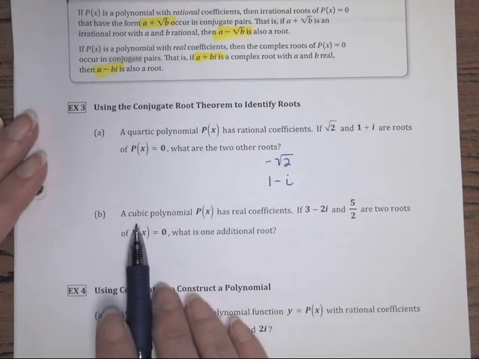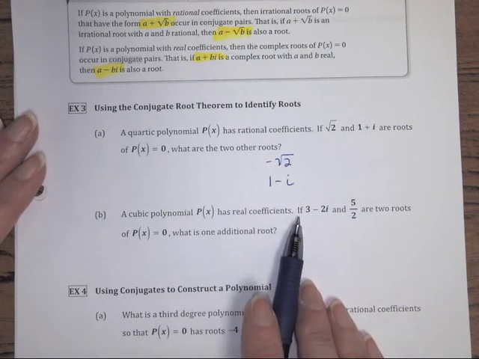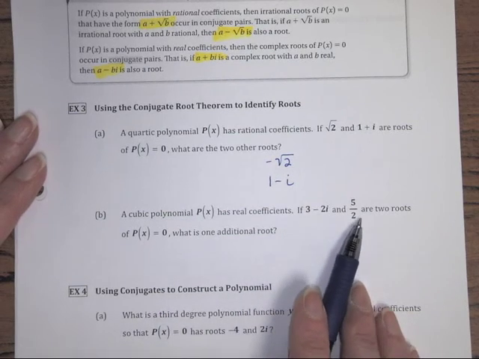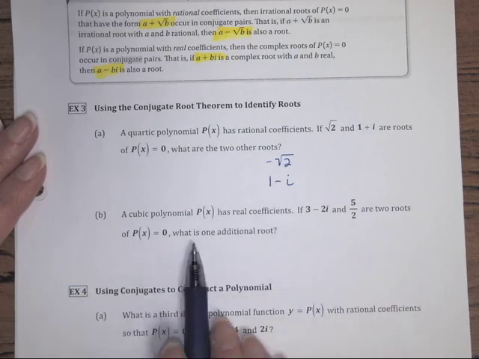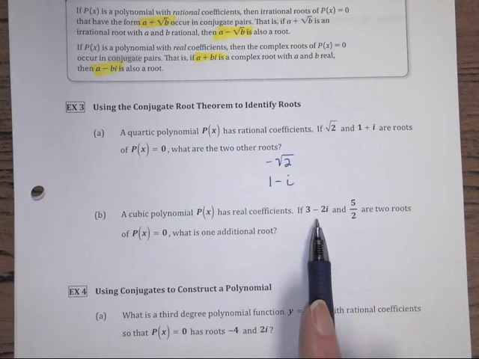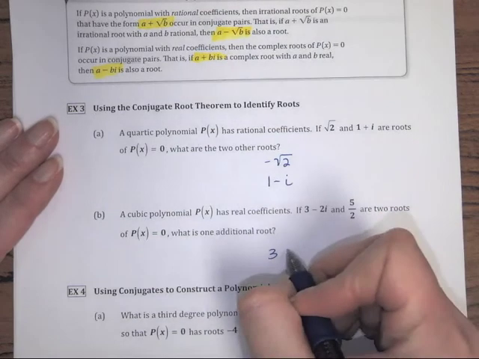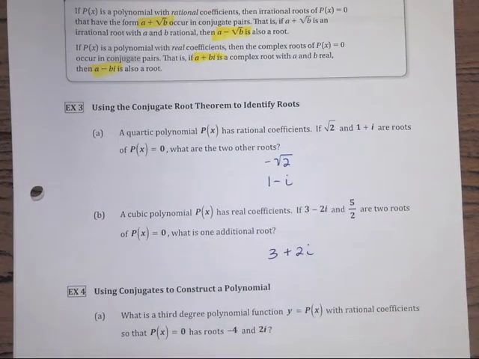A cubic polynomial has real coefficients. If 3 minus 2i and 5 halves are two roots, what is one additional root? Well, here is an imaginary root. These occur in conjugate pairs. Therefore, 3 plus 2i is also a root. Okay?